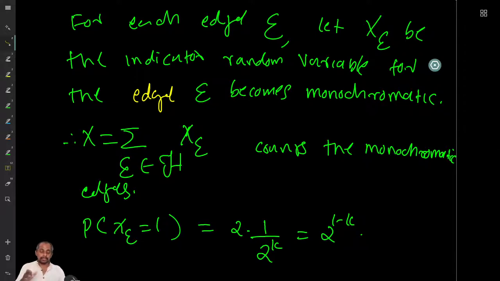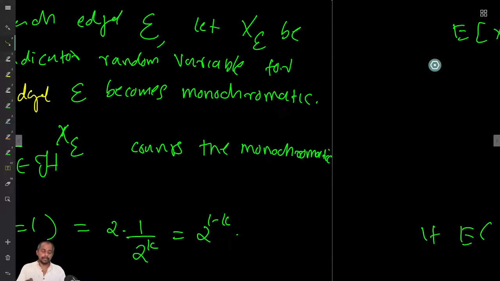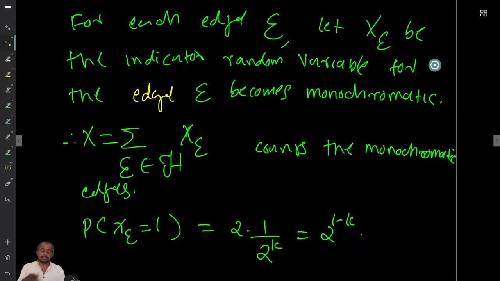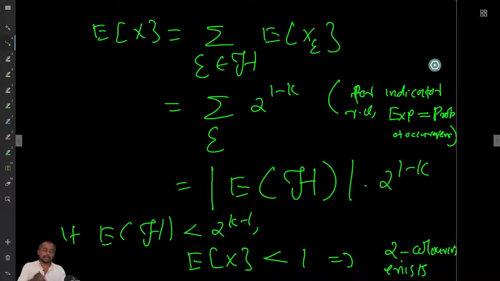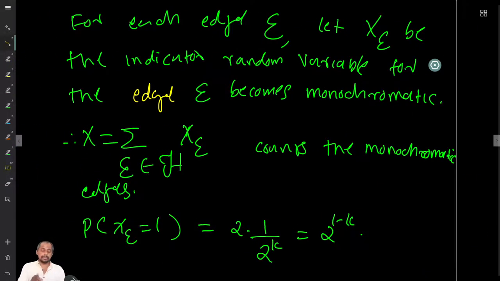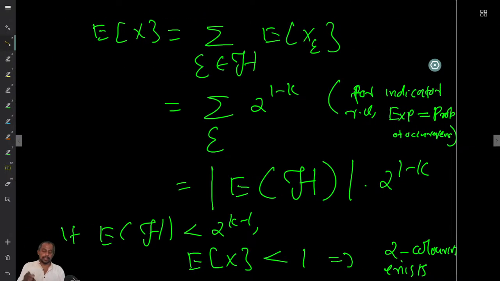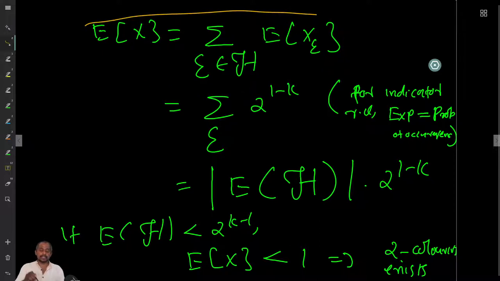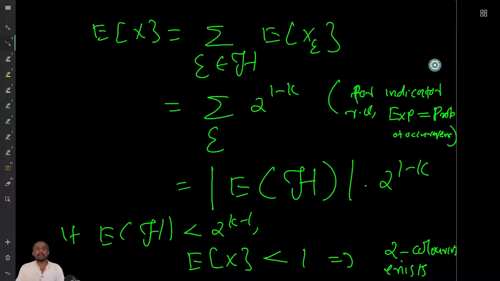Now, let us look at the expectation. What is the expectation of the random variable X? What is the expected number of monochromatic edges? The expectation of X is the summation over all the edges of the expectation of XE, because of the linearity of expectation, since X is the sum. So the expectation of X is the sum of the expectations. But XE is an indicator random variable, and for indicator random variables, the probability that it becomes 1 is equal to its expectation. So that is equal to 2 raised to 1 minus k for the expectation of XE. So we sum over all edges 2 raised to 1 minus k.